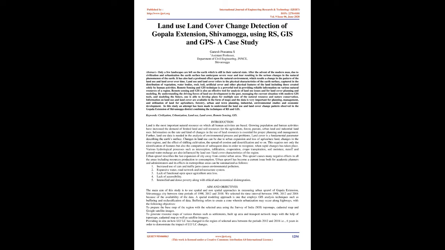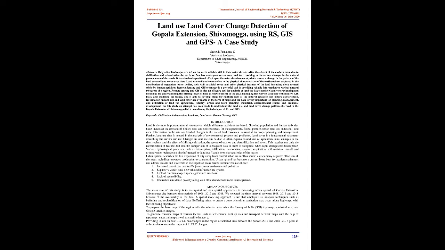Remote sensing and GIS is also an effective tool for analysis of land use issues and for land cover planning and modeling. By understanding the driving forces of land use development in the past, managing the current situation with modern GIS tools, and modeling the future, one is able to develop plans for multiple uses of the natural resource and nature conservation.